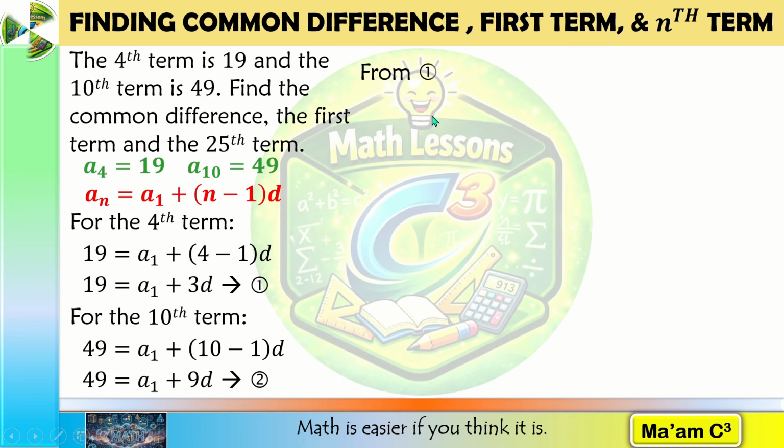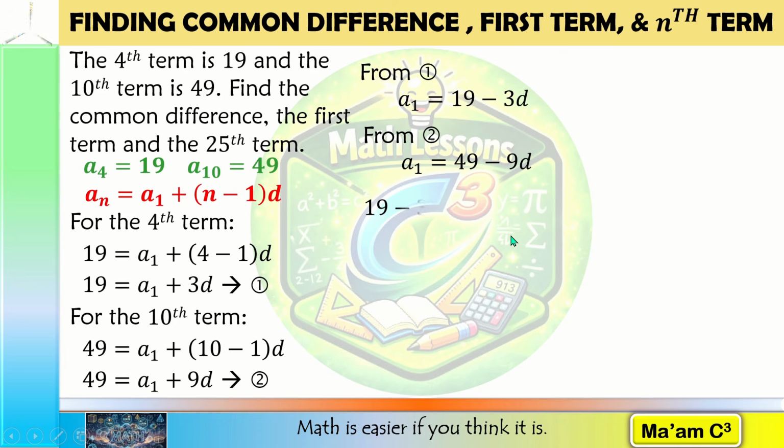So from equation 1, I can solve for a sub 1 and that would be equal to 19 minus 3d. From equation 2, I can solve for a sub 1 and that would be equal to 49 minus 9d. Since both of them are equal to a sub 1, I will equate them. So we have 19 minus 3d is equal to 49 minus 9d.